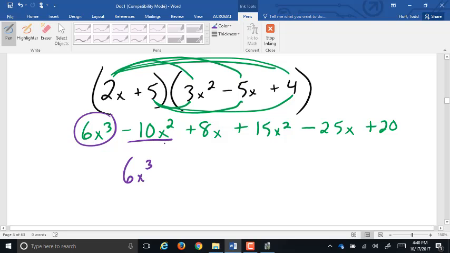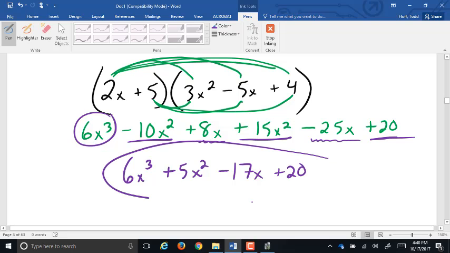6x to the third. How about the negative 10x squared? Yes, positive 15x squared, which makes positive 5x squared. How about the 8x? Yeah, there's the negative 25x. They combine to make negative 17x. Then we just have the positive 20 by itself.